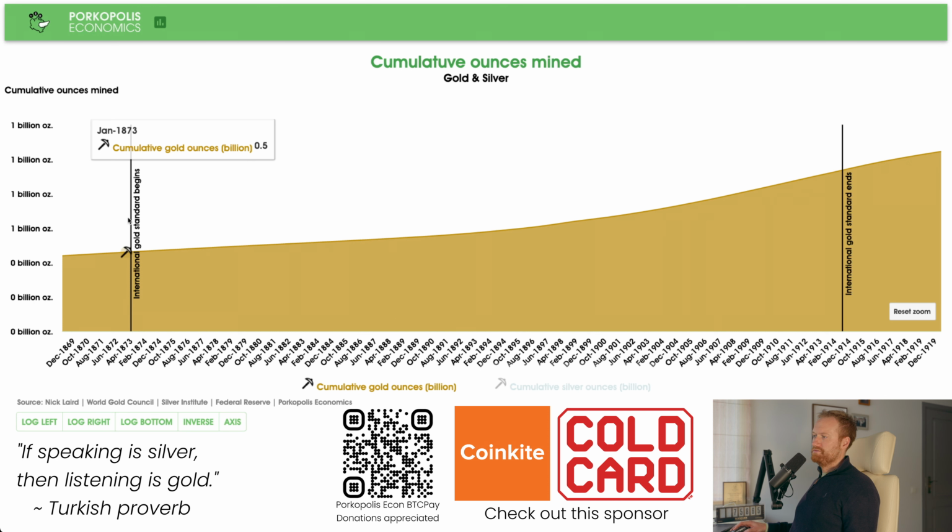The gold standard really took place during this period, and we see that it's a gradual accumulation as well during the late 1800s and early 1900s, but it only lasted for 30, 40 years, basically.